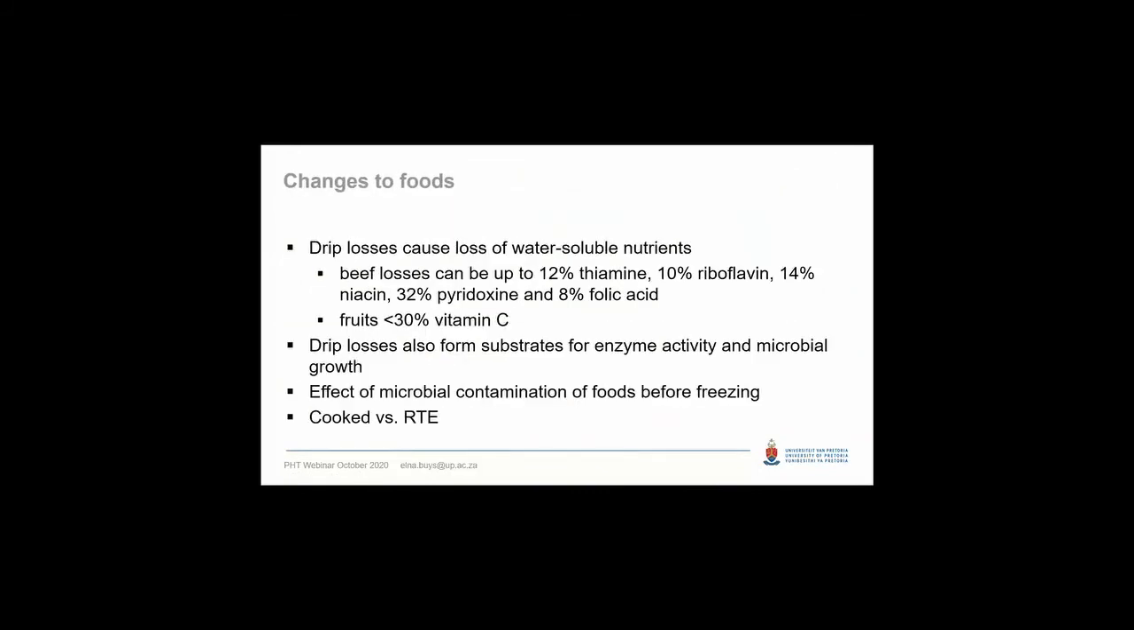Okay, so drip loss is one of the changes that we will get in food. For example, in beef, the losses in terms of vitamins can be up to 12% thiamine, 10% riboflavin, 14% niacin, and 8% folic acid. And in fruits, we can lose up to 30% of the vitamin C. Drip loss also forms substrates for enzyme activity.